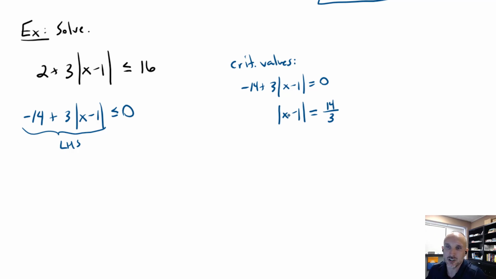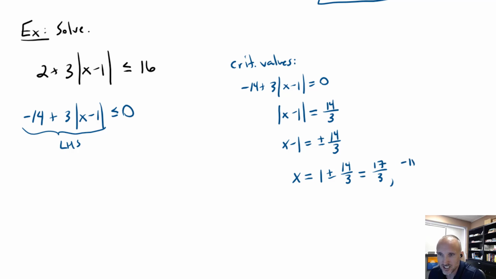And the absolute value of something is 14 thirds if what's inside the absolute value is plus or minus 14 thirds. Now we can get x by itself because we don't have those absolute value walls. We're free to get x by itself by adding 1 to both sides. So our critical values are 1 plus 14 thirds, which is 17 thirds, and 1 minus 14 thirds, which is negative 11 thirds.